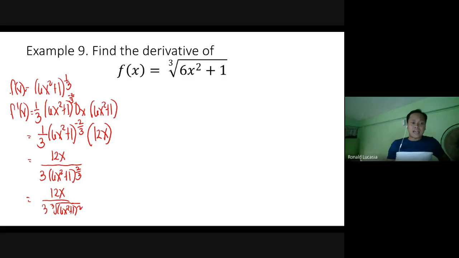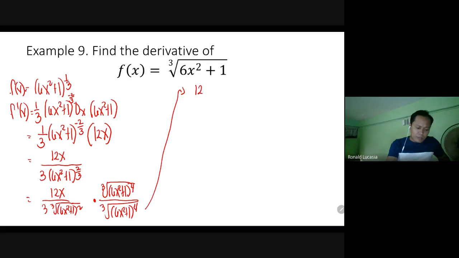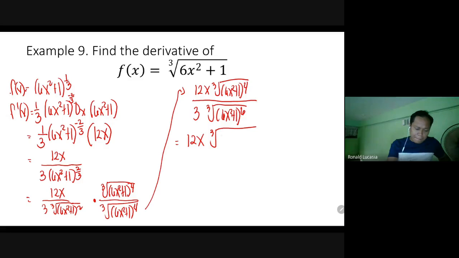I presume, alam nyo na 6 ang sunod. So, kailangan kong ma-produce ang 6x squared plus 1 raised to the power of 6. To be able to produce it, i-multiply ko ang numerator and denominator by cube root of 6x squared plus 1 raised to the power of 4. Para ma-produce ko yung 6x squared plus 1 raised to the power of 6. So that will be 12x cube root of 6x squared plus 1 to the power of 4 over 3 cube root of 6x squared plus 1 to the power of 6 na ito. So the final answer will be 12x cube root of 6x squared plus 1 to the power of 4. Bakit 4? Yeah, 4.